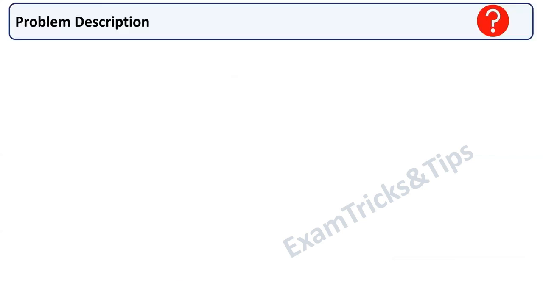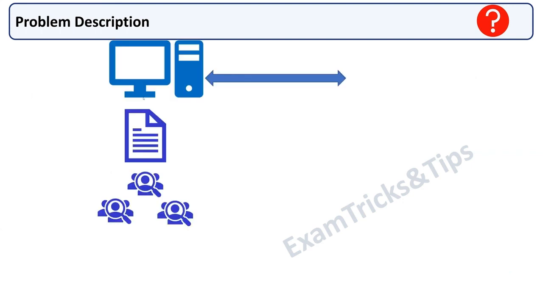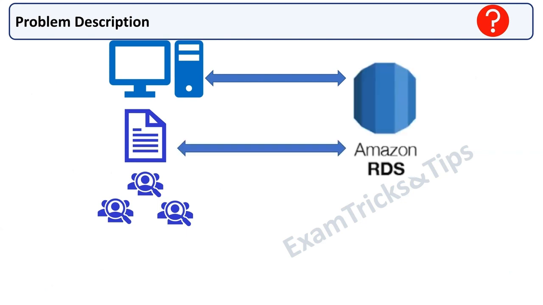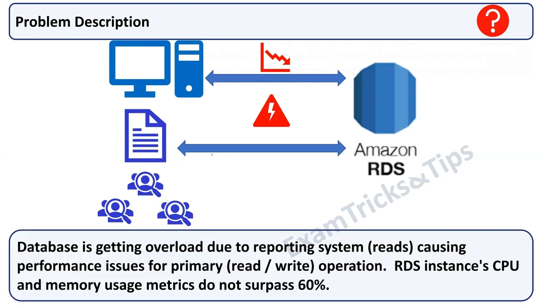So what do we have in terms of problem description? We have a system where there is a database being accessed, and that's Amazon RDS. There are certain users who are also accessing this database for reporting, and the database is getting overloaded due to multiple users. One is the transaction processing, which is on the top, and then the business users accessing the same database, and it's slowing down the database, but it is not surpassing its memory usage metric. So memory wise, it's all good. So how do we solve this problem?